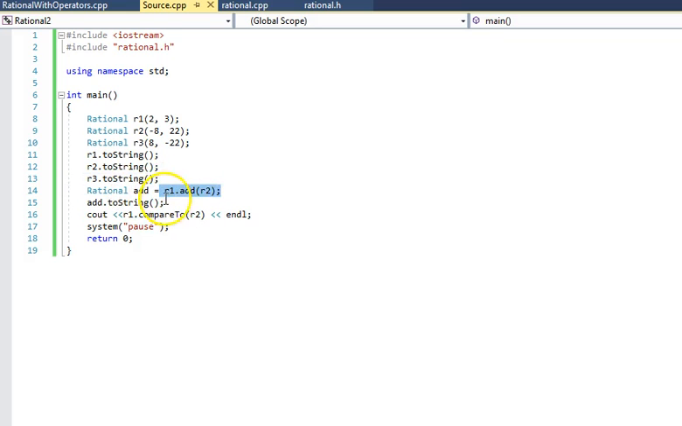Testing the add function. R1 calls the add function and receives R2 as its parameter. We add them. Remember, the return type of add is another rational object, so we'll just place it in add, and then print add, turn it into a string, and also we'll compare R1 and R2 and see which one is larger. So I'm going to run this.